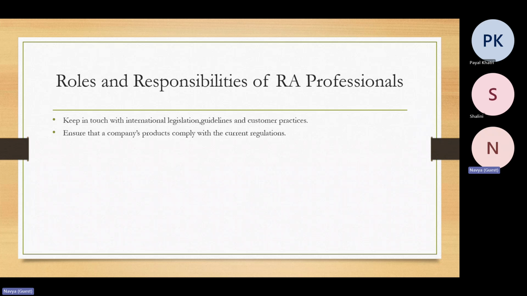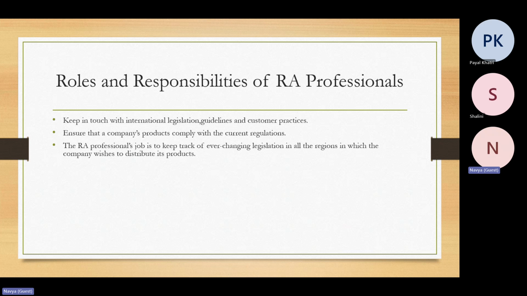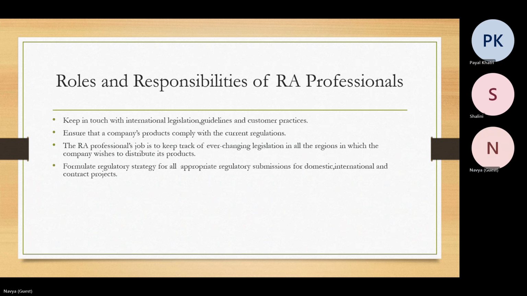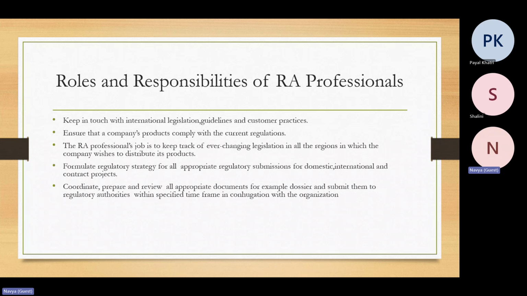Secondly, ensure that the company's product complies with the current regulations. Whatever product is manufactured by a particular pharmaceutical company, it should comply with the current regulations. The RA professional's job is to keep track of every changing legislation in all the regions in which the company wishes to distribute its product. Formulate regulatory strategies for all appropriate regulatory submissions, whether domestic, international or contract projects. You should know how to strategize your entire process and then get an approval from a particular country.